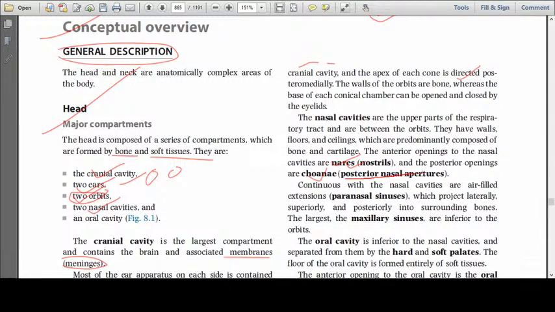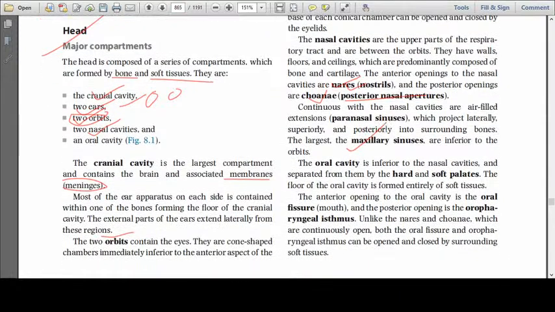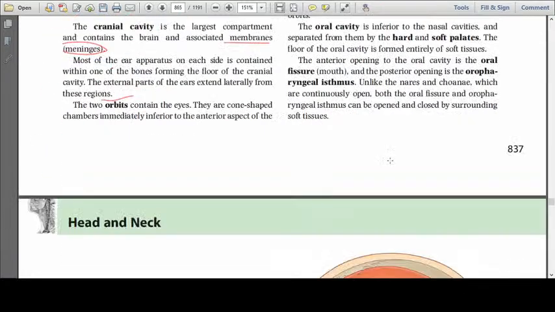Continuous with the nasal cavity are air-filled extensive sinuses. There are basically three sinuses present within the skull. We're not going to go through this in detail, just a quick account. There's the maxillary sinus, showing the bones. A sinus is, as the name suggests, a hollow cavity present within the bone. The largest one is called the maxillary sinus, and it is inferior to the orbit. So this is the orbit, and inferior to it there is the maxillary sinus.